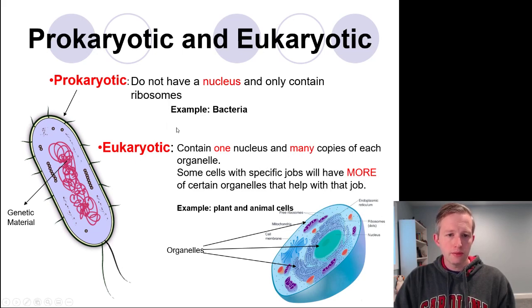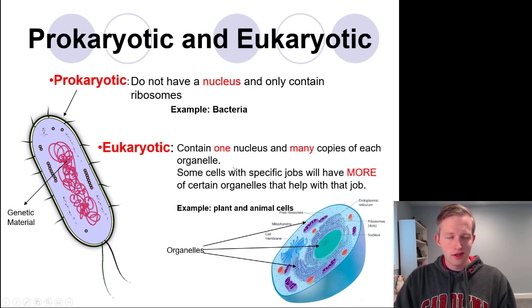They only contain ribosomes when it comes to the list of organelles, and our primary example here would be bacteria. Eukaryotic cells contain one nucleus, but they have many copies of each of the other organelles, and that's important to stress because some cells with specific jobs might have more of certain organelles than another cell.